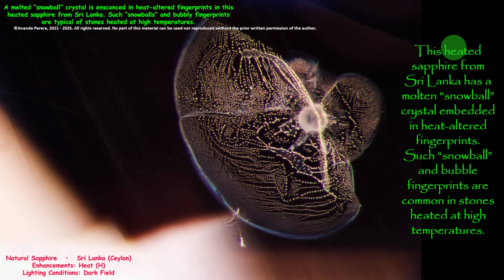This heated sapphire from Sri Lanka has a molten snowball crystal embedded in heat-altered fingerprints. Every place here has a molten snowball-like thing embedded. Such snowball and bubble fingerprints are common in stones heated at high temperatures. So remember this, it gives good evidence it is heated. We are moving to the next.